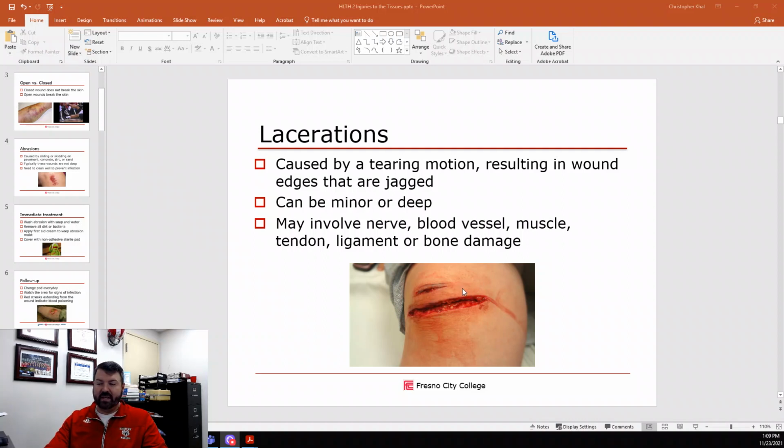And obviously because this is a full thickness laceration, this just means it goes all the way through all the layers of the skin. So we can see the subcutaneous fat and connective tissue and muscle and so forth. Any blood vessels like capillaries in here, nerves within the skin are going to be torn. That's just how it happens.